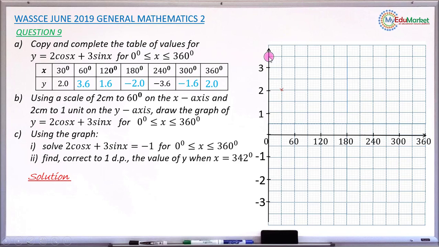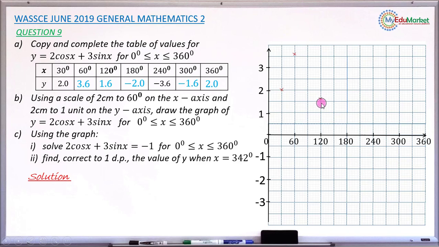So 3.6 will now be just 6 small divisions after this 3. It will be somewhere here. Look at it. I'll make a mark there. So next point is x 120, y 1.6. This is x 120, y 1.6, this is 1.5. So next small division on top of this will be 1.6. So I'm going to have a mark there.